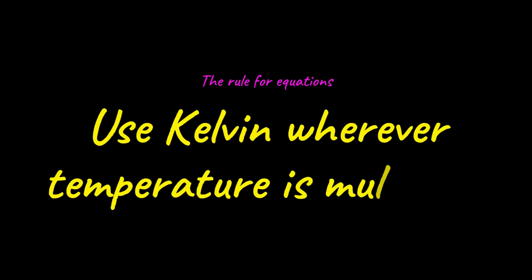In fundamental equations like the ideal gas law, temperature appears multiplicatively, so 0 must mean zero energy. That is why Kelvin is required in physics, chemistry, and engineering calculations, while Celsius and Fahrenheit remain tools for everyday measurement.